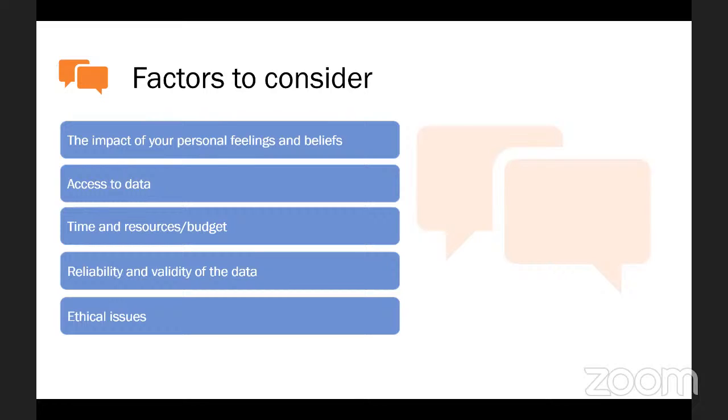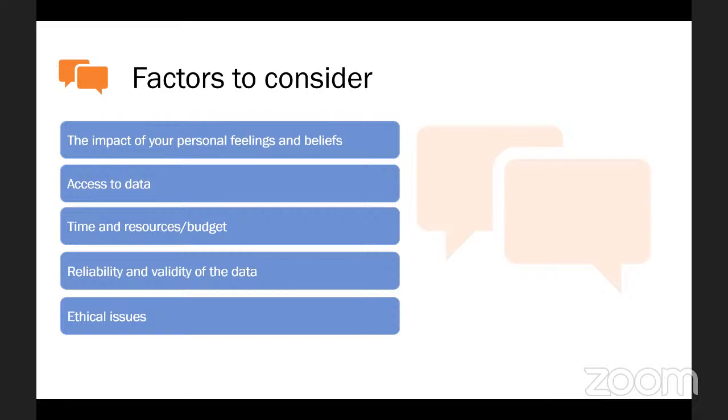But in general, you have a timeline. You should know that I need to finish this task in this specific period of time, and I have all the resources. And your research comes within the budget which you have as a researcher. So it's also important. The next is reliability and validity of the data.